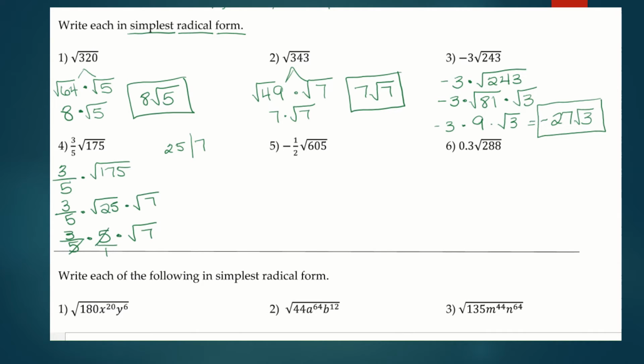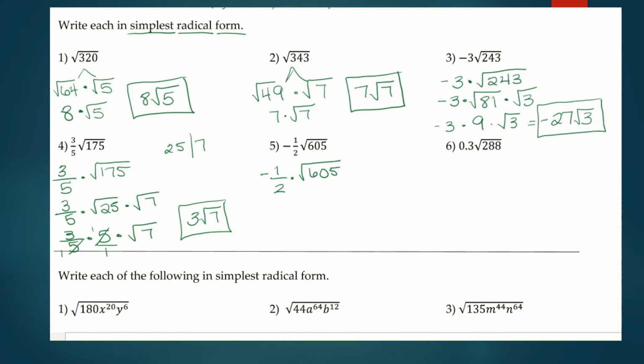Cross canceling here, my 5's cancel down to 1 each. So my final answer, 3 times 1 gives me 3, and that root 7 doesn't go anywhere because it is irrational. All right, moving on to number 5, -1/2 times the square root of 605.